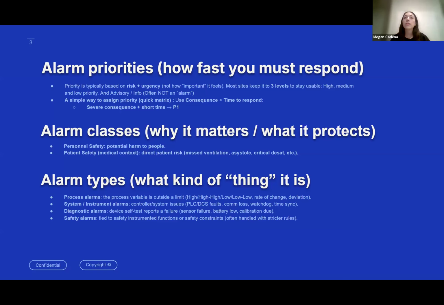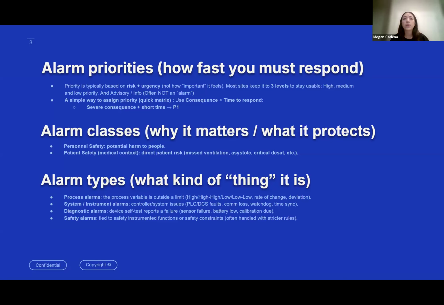Process alarms, think of these as a variable that goes outside a given threshold. This could be those permutations of priority like high, low, or medium when it comes to rate changes or deviations, like pressure, flow, stuff of that nature. Then you have system or instrument alarms, which are more controller system issues that arise. This could be like PLC or DCS faults, a communication loss, a watchdog, or a time synchronization alarm.